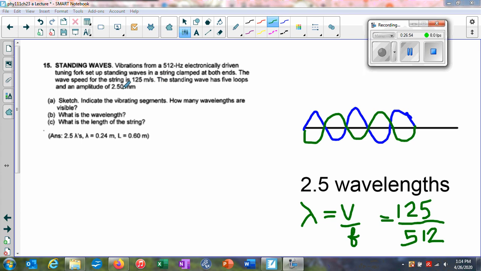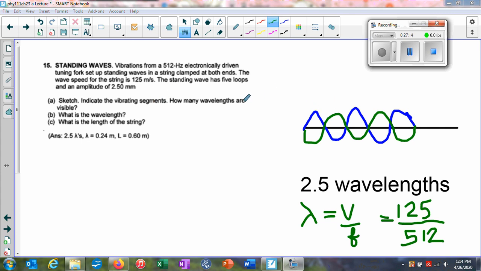All right, here we go. We solved a problem not unlike this before. I'm told vibrations from a 512 hertz electronically driven tuning fork have set up standing waves in a string clamped at both ends. So I know nodes at both ends. The wave speed for the string is 125 meters per second. I know that'll be important later.